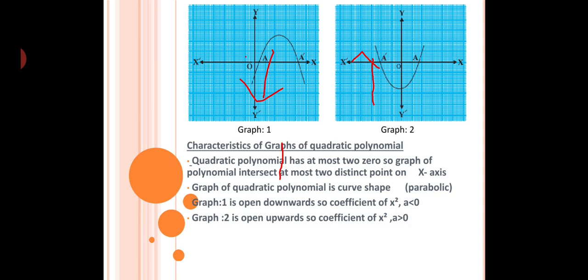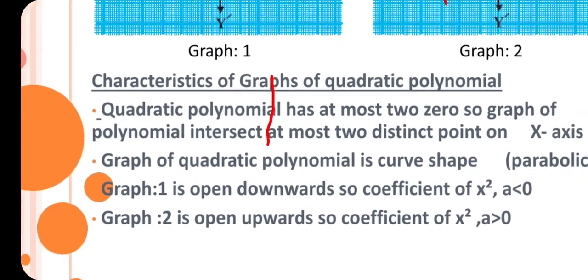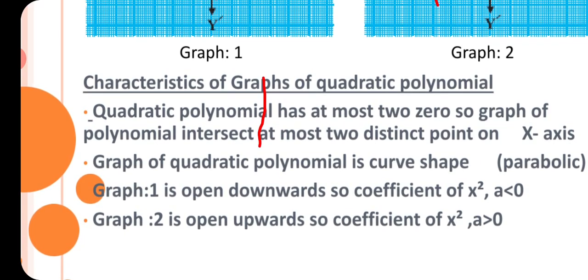See, we find that both parabolas intersect the x-axis in two distinct points. So the first thing we can say is that a quadratic polynomial has at most two zeros. So the graph of a polynomial intersects at most two distinct points on the x-axis. The graph of a quadratic polynomial is a curve shape with a particular characteristic name, that is parabolic.